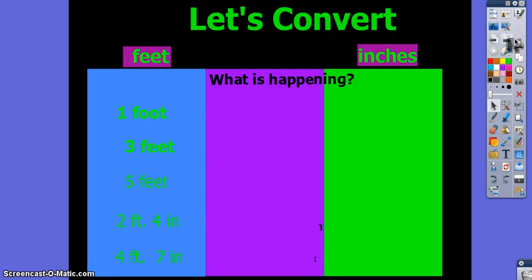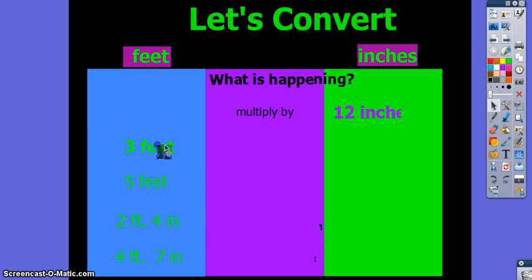Okay, so let's practice converting some things. If we have 1 foot, how many inches is that? You and your partner discuss that. I can move this over, and I know that 1 foot equals 12 inches. So, what is happening there? What we're simply doing is multiplying by 12. Let's look at the next one.